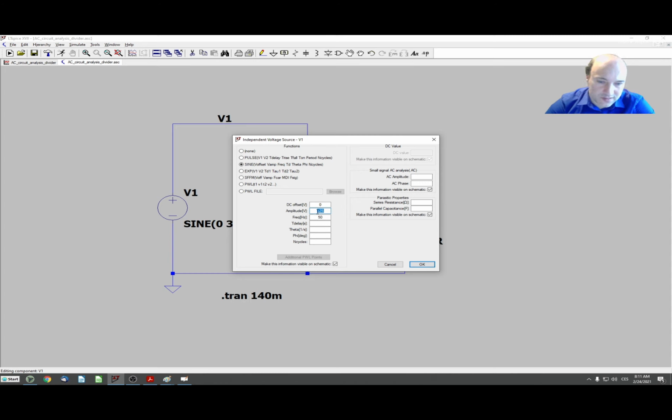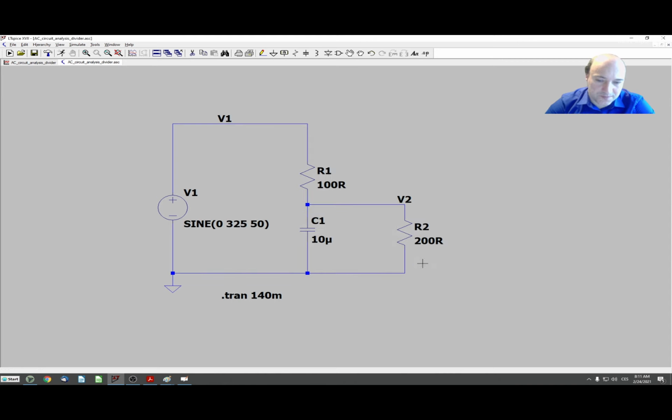So 325 is 230 times the square root of 2. I am using the same frequency, 50 Hz. I'm using the same reference node here at this part of my connection, and I have the same values for my components. I have also named the nets as V1 and V2 so that we can see the voltages with the same description like we had in our circuit.